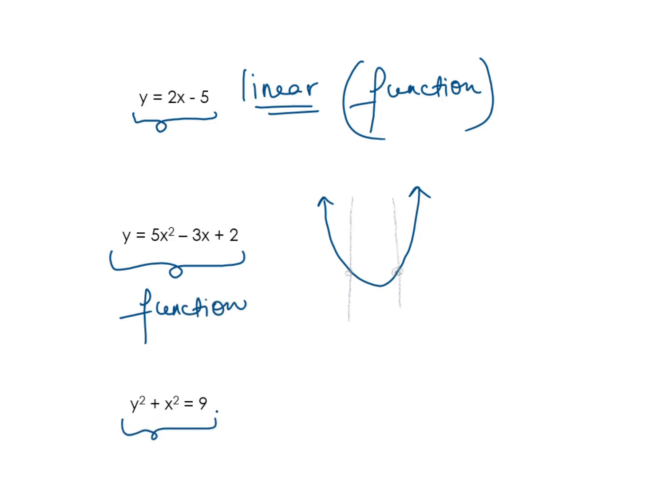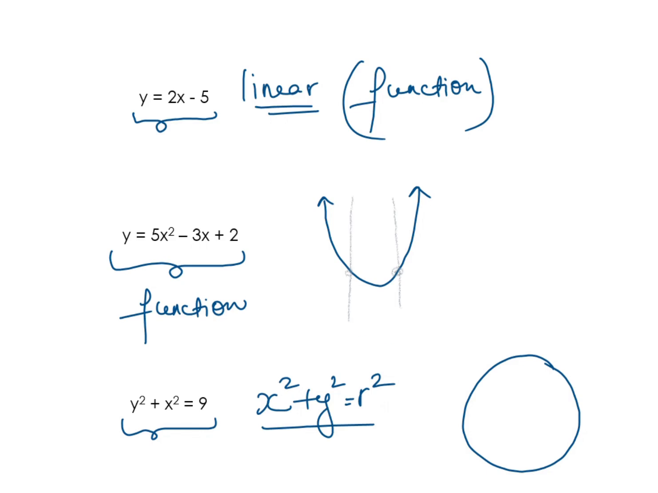Now let us look at the last one. This is x² + y² = 9. We know that when x² + y² = r², this is the equation of a circle with its center at the origin and the radius as r. So we are going to get a circle out of it. If we try drawing a vertical line, it passes through the graph at two different points. So this is not a function.